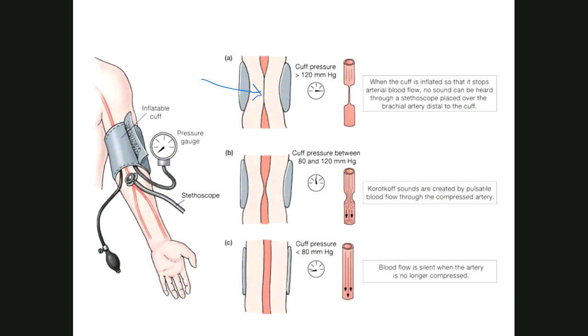When the pressure is released, what will happen? The partially occluded blood vessel will start producing the Korotkoff sound. Korotkoff sounds are created by pulsatile flow through the compressed artery, right? And when it is completely open, the flow will go back to laminar flow. Then you will not hear any sound. The Korotkoff sound will disappear. That is the principle used in the auscultation method.